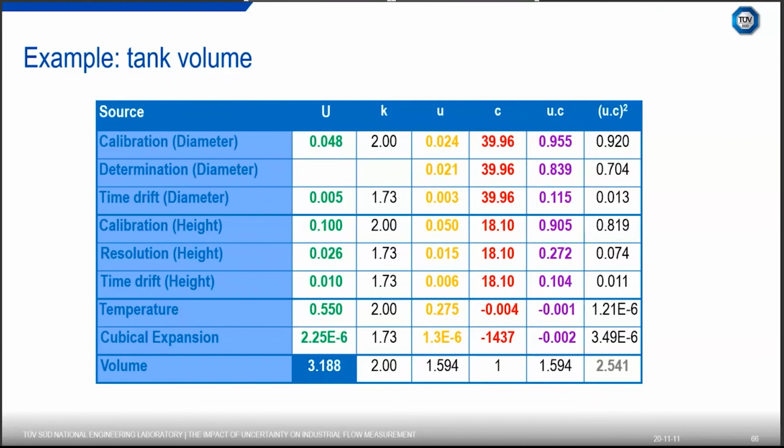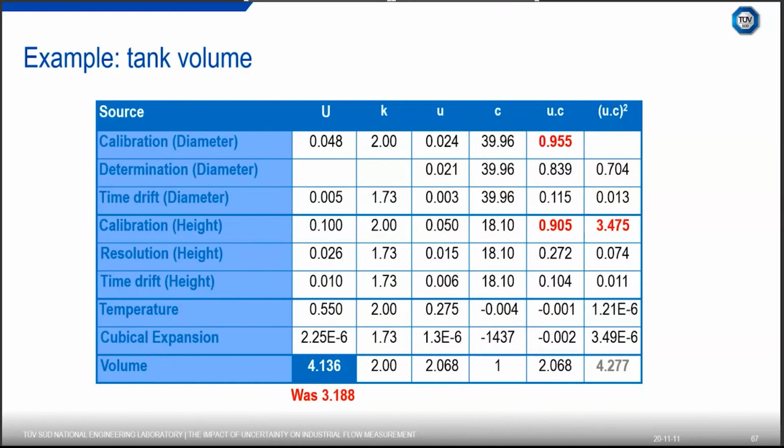An example for a budget. If we look at the terms in red here, our calibration diameter and calibration height, rather than square these terms, what we would do is sum the 0.955 and the 0.905 initially, and then square the sum of these values. And then we can continue with our calculation as we normally do.